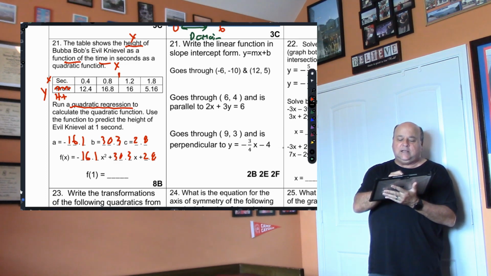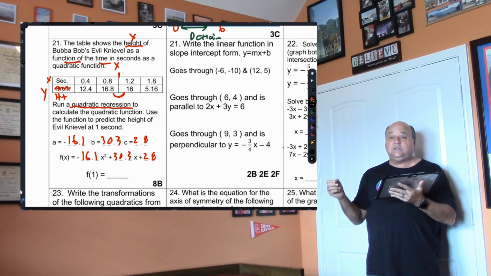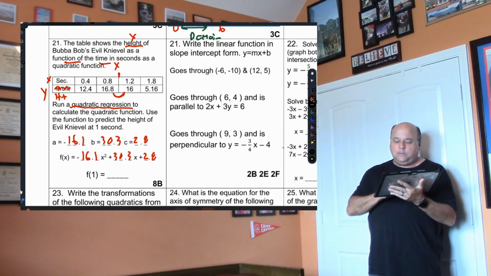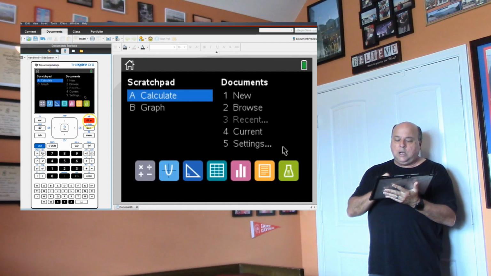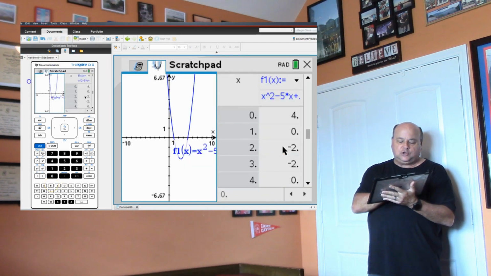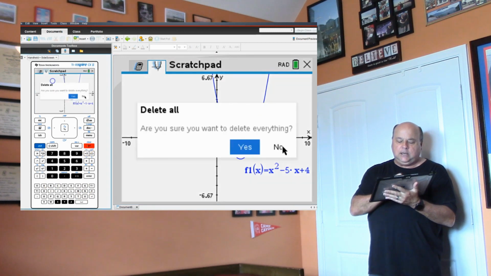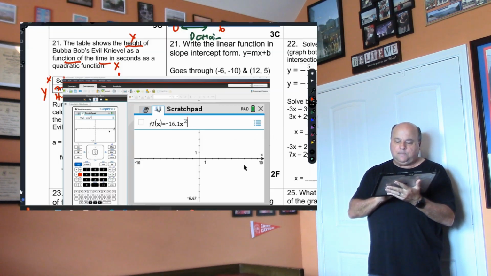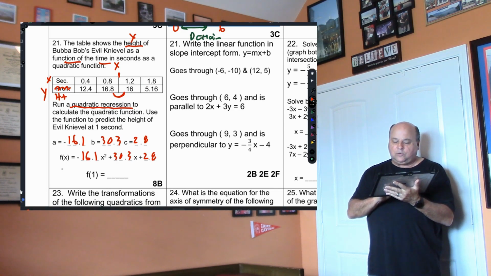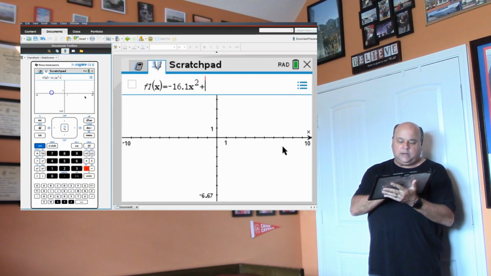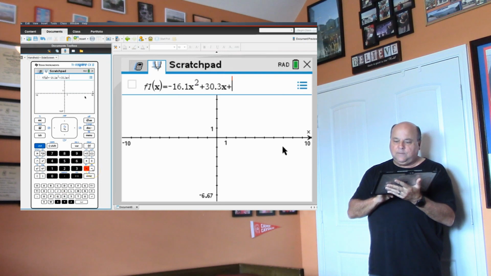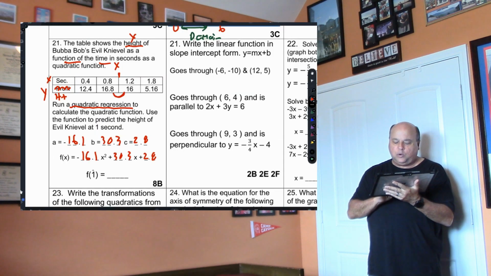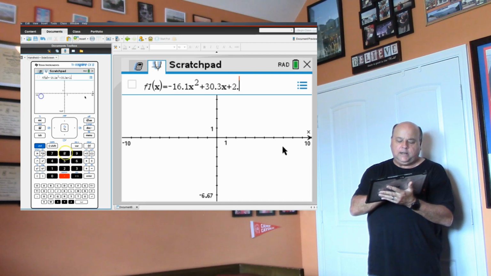We want to know what 1 second is. It's somewhere in here. So it's going to be between 16.8 and 16, okay? So I'm going to go to my calculator. I'm going to hit home. I want a graph, which is B. I'm going to hit Control T to get rid of that table. Delete, delete, delete. And then tab. And then we started off with negative 16.1x squared. And then plus 30.3x. And then the last thing we need was 2.8. Plus 2.8, hit enter.